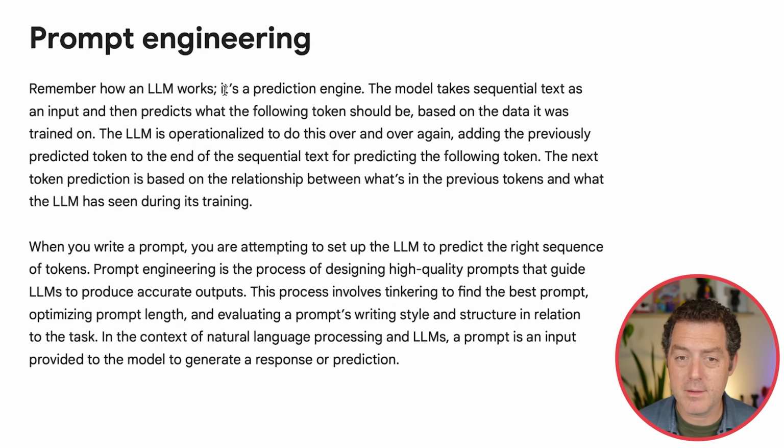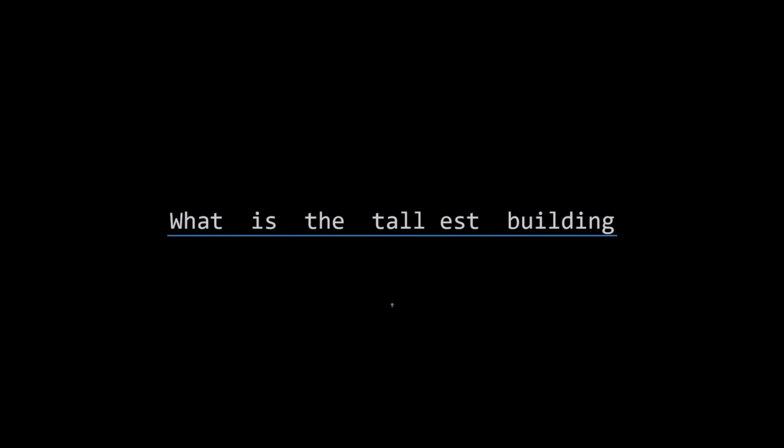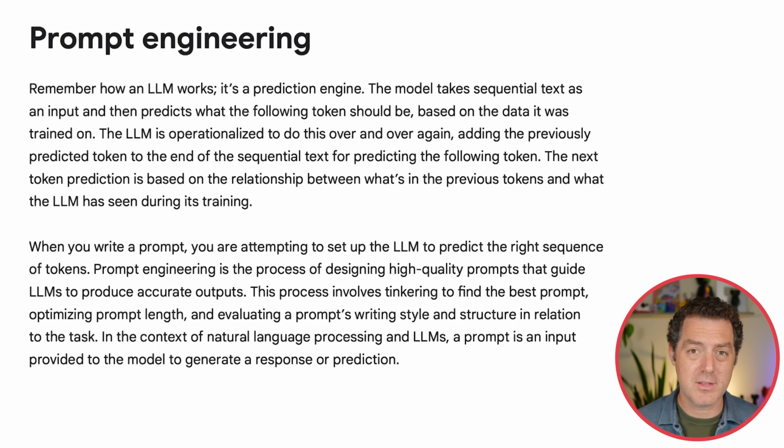So remember how an LLM works. It's a prediction engine. The model takes sequential text as an input, your prompt, and then predicts what the following token should be based on the data it was trained on. And a token, if you're not familiar, is basically just a word. It's usually 3/4 of a word. We're not gonna get into too much technical detail about it, but just think token equals word. The model predicts the next token, which is added to the initial prompt, and then it tries to predict the next token after that, based on your original prompt plus the additional token. And it does that over and over again until it thinks it has produced the proper output.